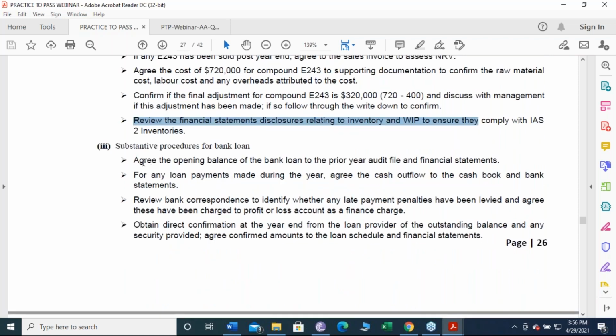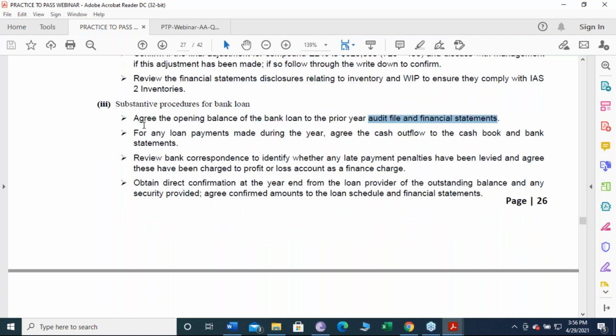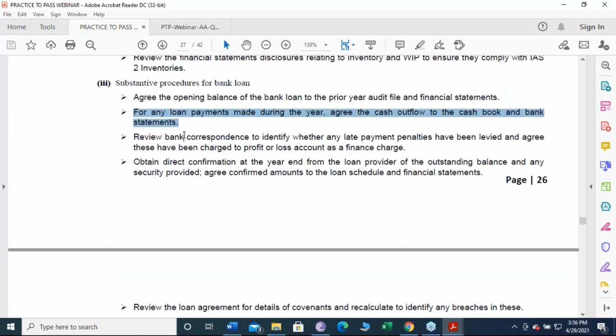Okay, read the first procedure. Agree the opening balance of the bank loan to the prior year audit file and the financial statement. So whatever the opening balance of the bank loan, it should be the closing balance of the last year's financial statement. For any loan payments made, so if they have repaid certain things, you need to verify the same amount with the cash book and with the bank statement. You need to review the bank correspondence in order to verify if there is any late payment or any penalties that needs to be charged in the profit or loss account.